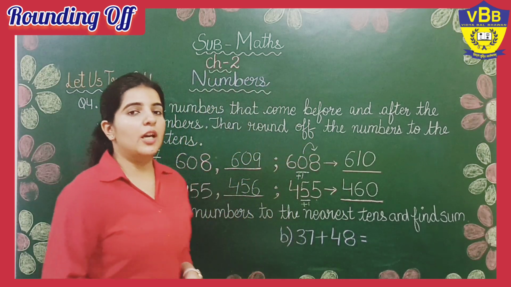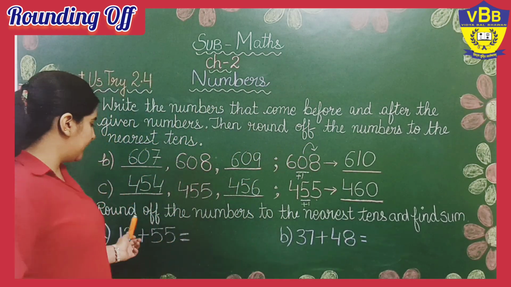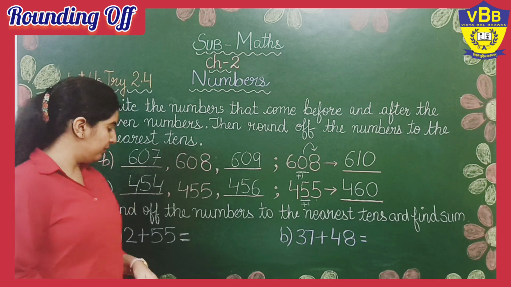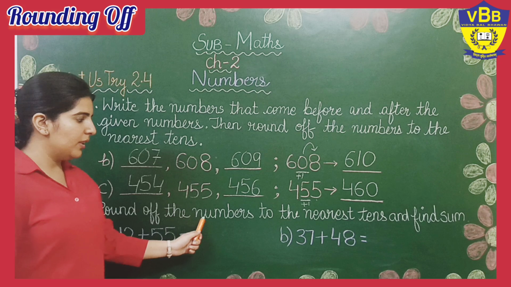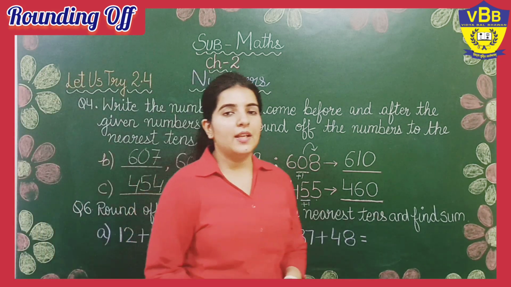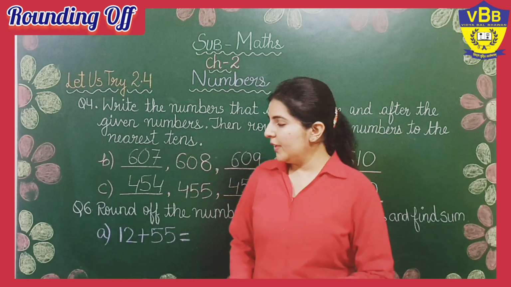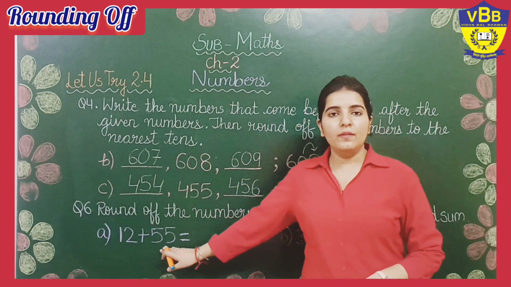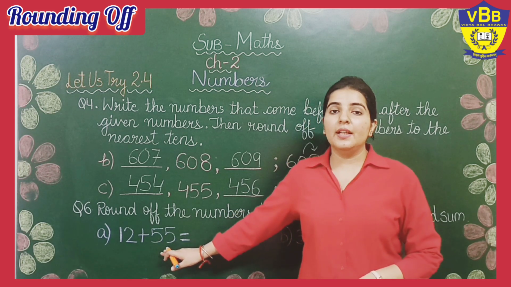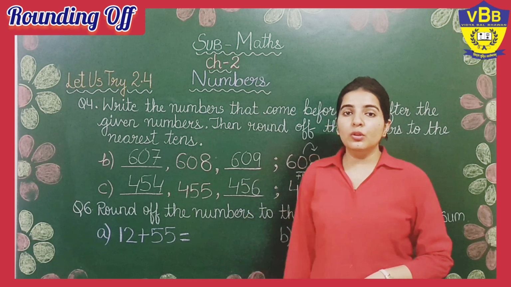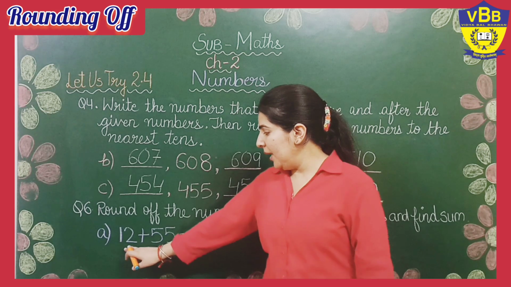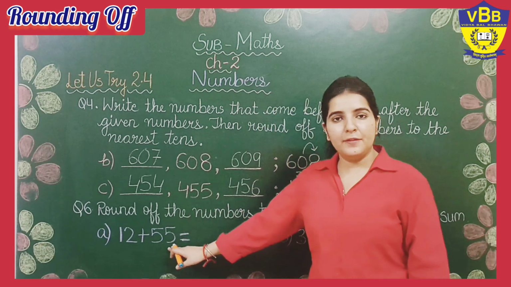Now we are going to come to question number 6. Let us read question number 6 on page number 128. Round off the numbers to the nearest tens and find their sum. What do we have to do? First of all, we have to round off the numbers, and then we have to find out their sum. Sum means to add. So let us see the A part. The A part is 12 plus 55.